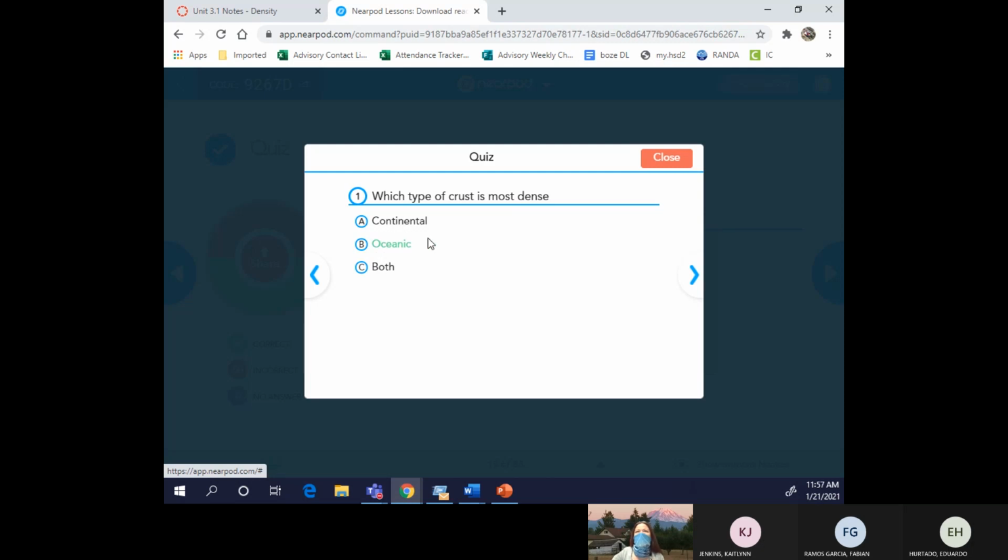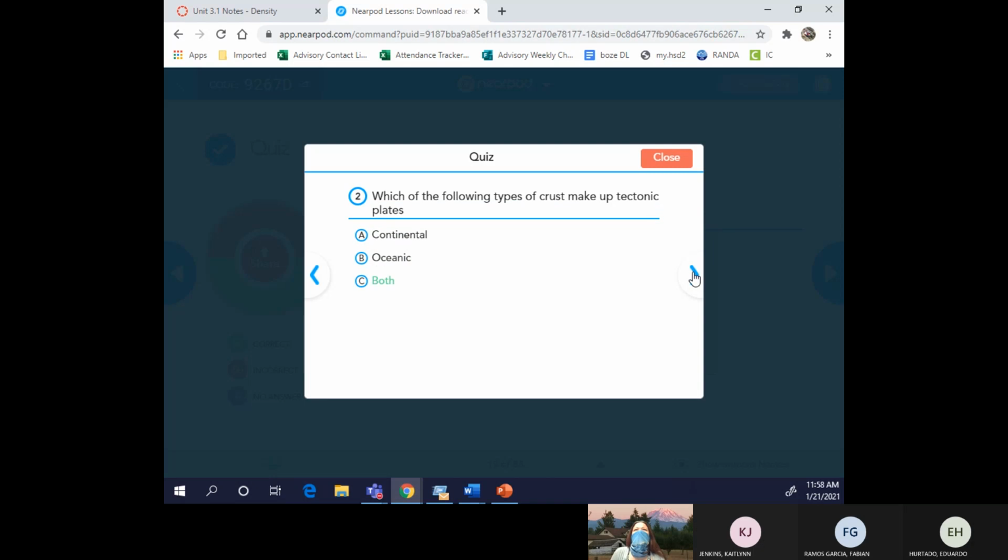Don't confuse it with the most dense layer of the Earth. These are still pretty light compared to our mantle and our core and our inner core. All right, which of the following types of crust make up tectonic plates? It would be both continental and oceanic. Most of our granite rock is found in which type of crust? That is the continental. Oceanic is basalt based.